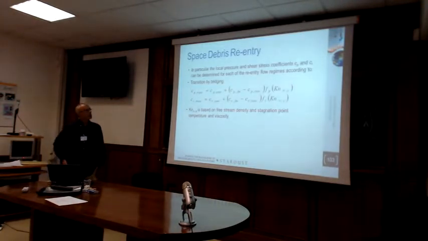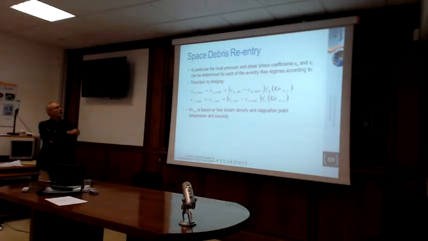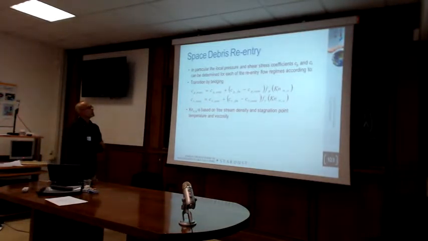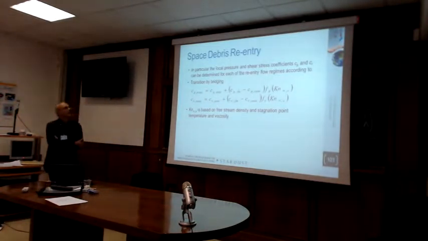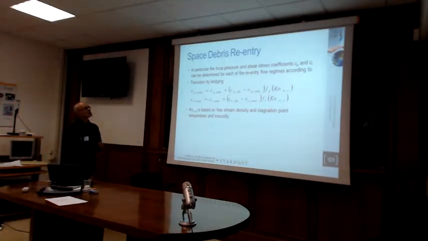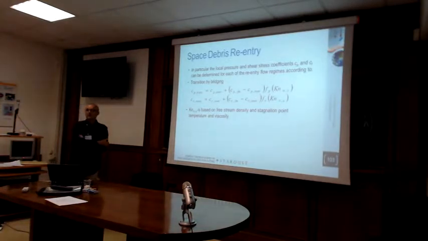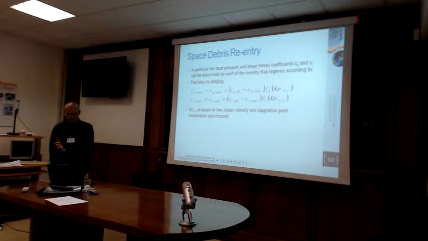And there are bridging functions, as I said, to obtain the coefficients in the transition regimes from the coefficients in free stream and continuum regime, which are functions of a particular Knudsen number, computed on the basis of free stream conditions, density, and stagnation point temperature and viscosity. So it is a mixed Knudsen number. It is not the usual free stream Knudsen number.